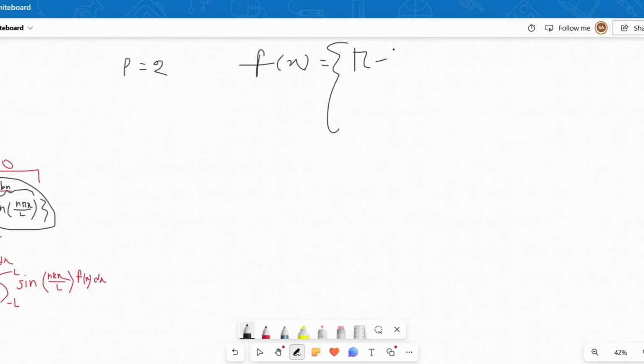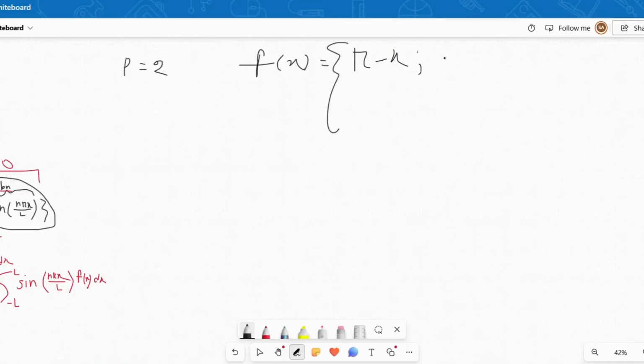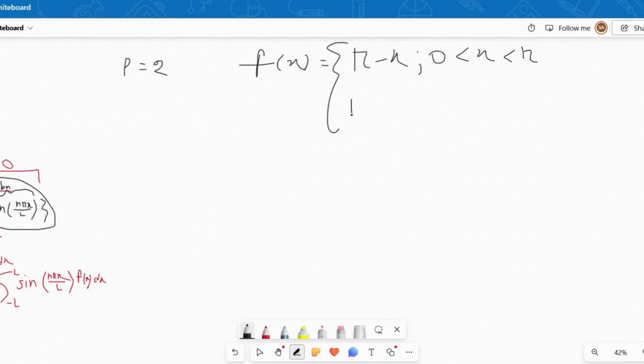Pi minus x when the value is 0 to pi. And let's see, 0 minus pi, pi plus x, whenever the value is minus pi to 0.